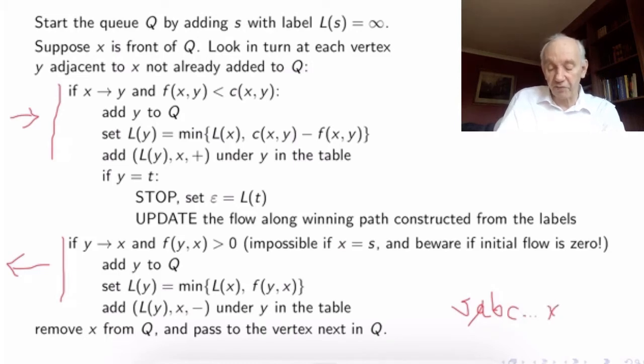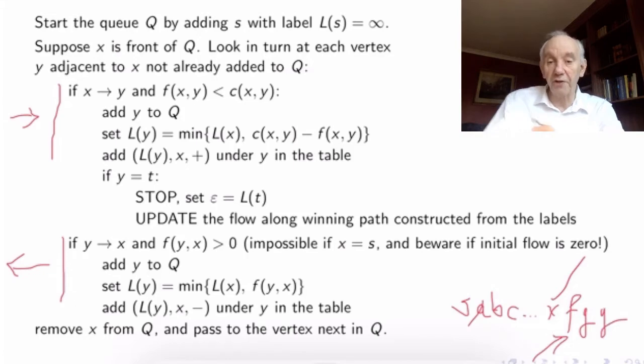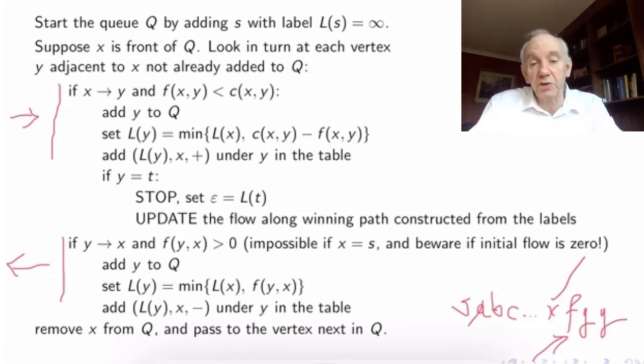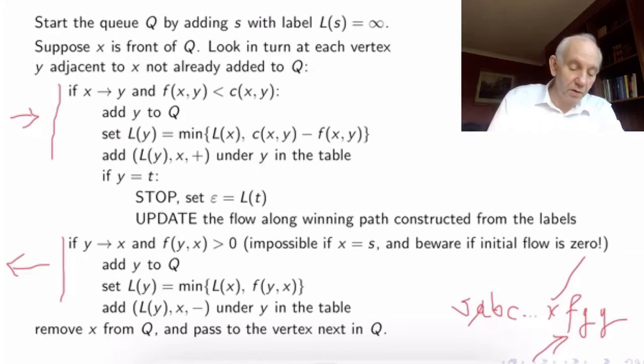What I'm saying is we've now dealt with X, and we may have other vertices in the queue, maybe F, G or something before we added Y. So we dealt with X, and then we now try and deal with the next vertex in the queue, which in this case is F. That's the point. And then we go on, as I say, until the thing stops, and it stops in this situation.